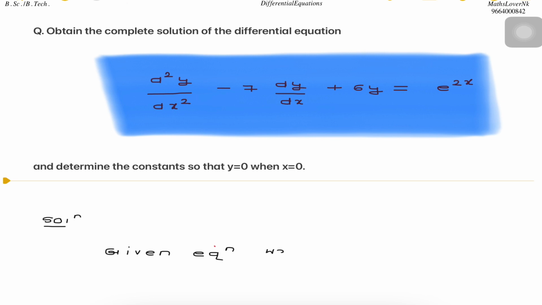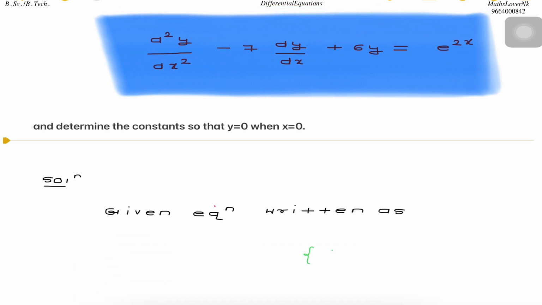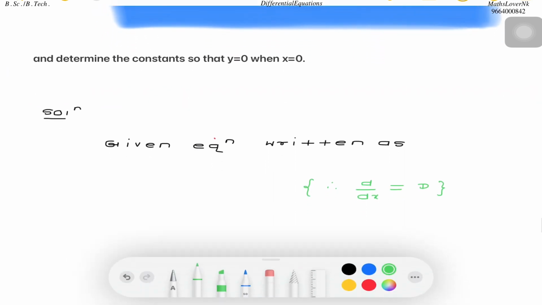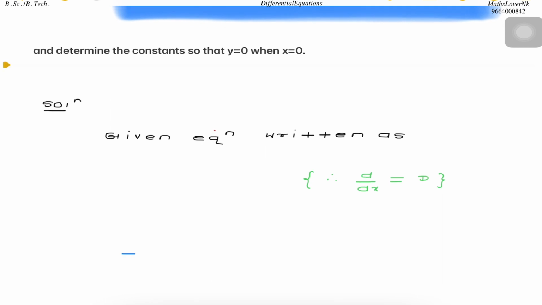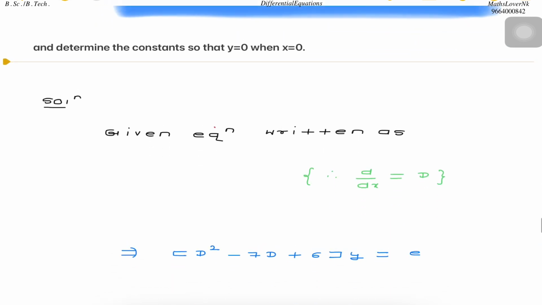The given equation can be written as: put d by dx is equal to capital D. When we put d by dx is equal to capital D, we get D square minus 7D plus 6, into y, is equal to e the power 2x.